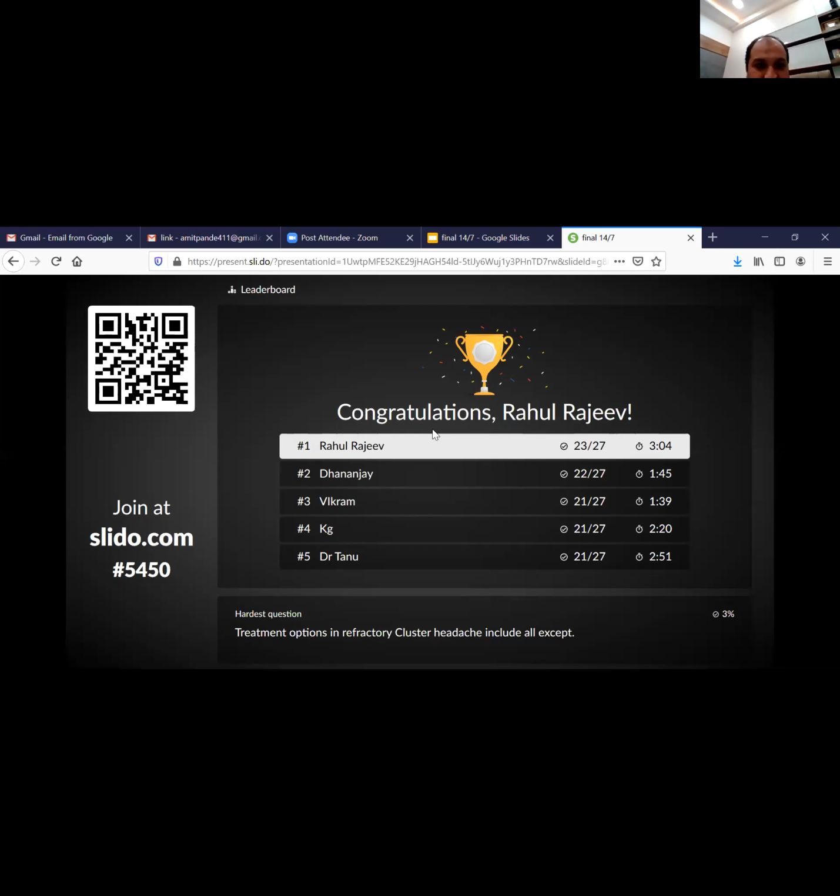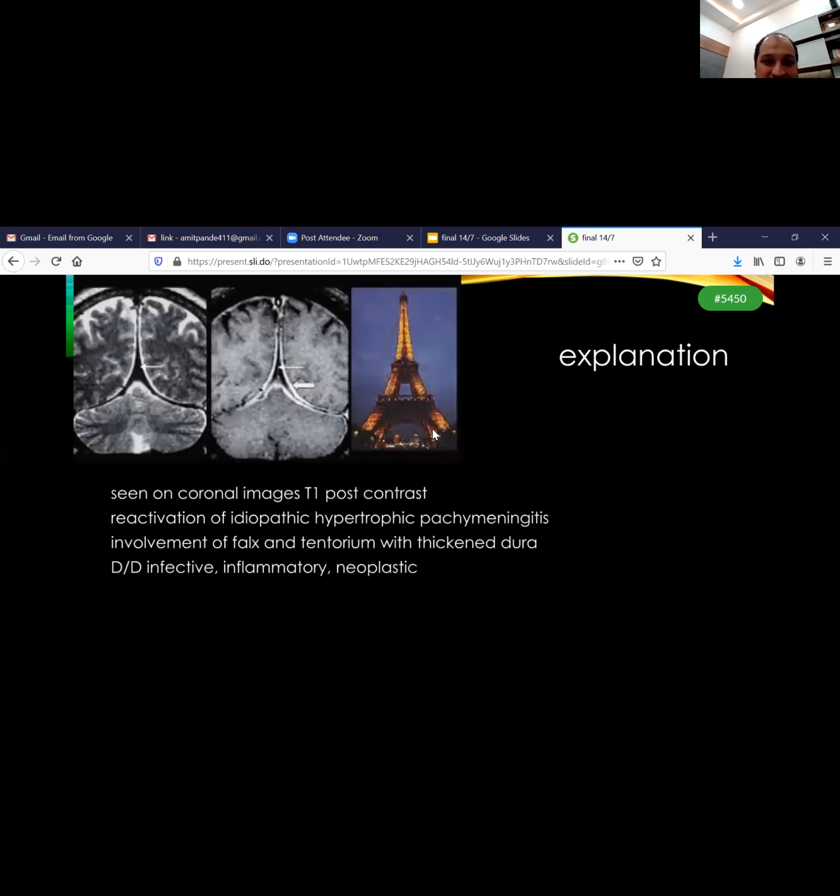So about this lambda sign, it is seen on T1 post-contrast images. It is classically seen in reactivation of idiopathic hypertrophic pachymeningitis. There is involvement of the falx and tentorium with thickened dura, and the differential diagnosis could be anything between infective, inflammatory, or neoplastic.